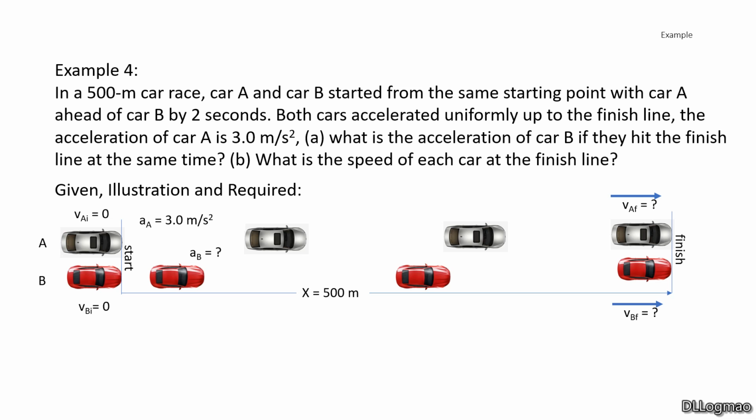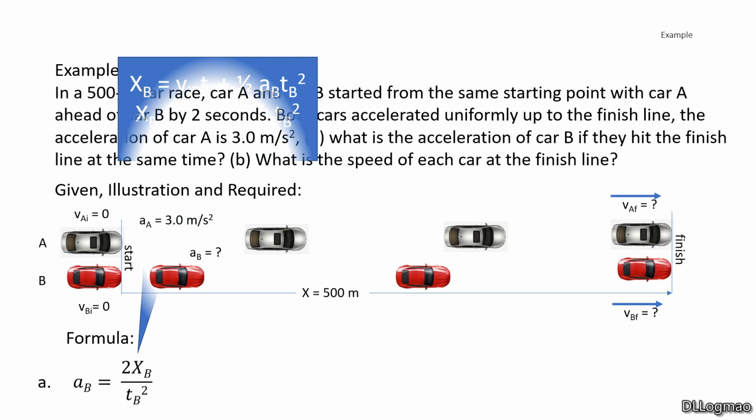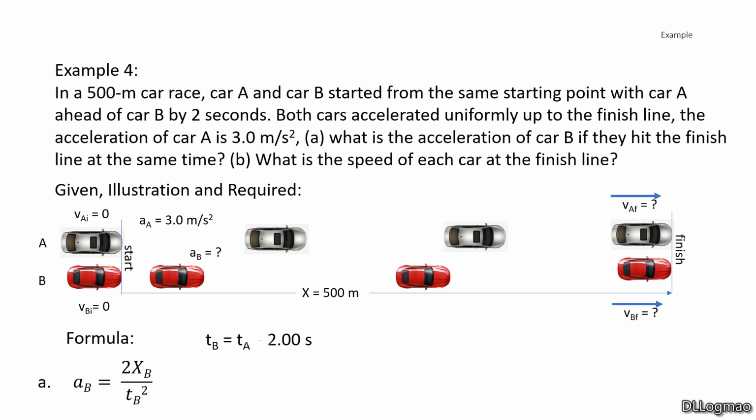The formula to use in problem solving. For letter A, acceleration of car B is equal to twice the distance traveled by car B divided by the square of time of car B. This equation was derived from the second equation of kinematics. The time of travel of car B is equal to the time of travel of car A minus 2 seconds.